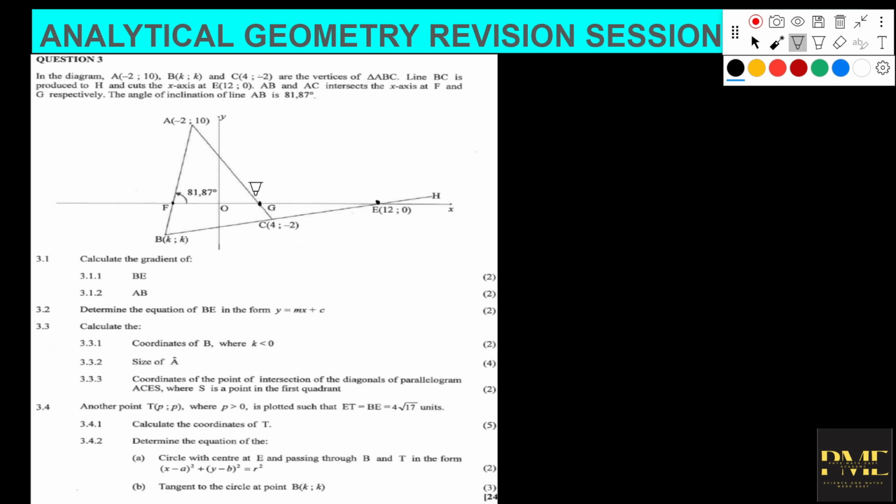Let us quickly do our mini analysis before we start. The first thing I recommend, since this is analytical or coordinate geometry, is to fill in all the coordinates you know, and then do your mini analysis in line with your coordinates. Everything else you can analyze straight after. Let's look at point G. We know that G is along the x-axis, so its y is 0.